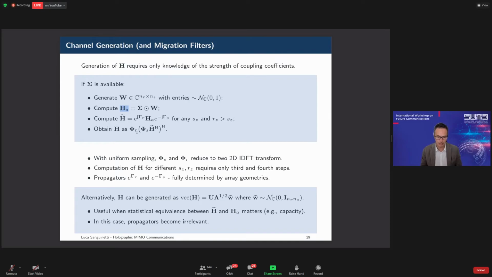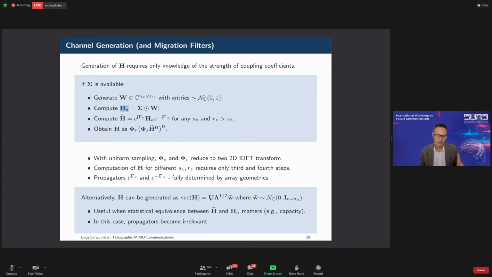The way to generate the channel matrix is very simple. And there is an alternative way, which basically relies on using the statistics of the channel, and which is given by this one. So you compute the statistics of the channel, you compute the eigen decomposition of the channel, and then you can generate the channel matrix according to the unitary matrix that you get from the eigen decomposition of the correlation matrix.